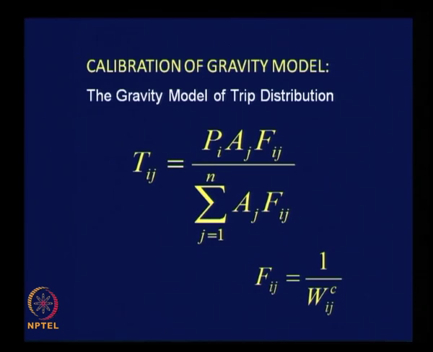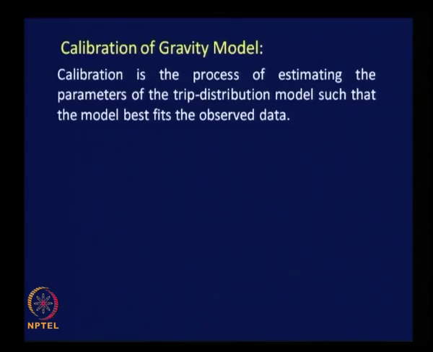This impedance can be explained using travel time, travel cost, travel comfort, okay, travel safety, all together as a bundle, all transformed into equivalent money value. That is how we understand Wij, clear. And calibration is a process of estimating the parameters of trip distribution model such that the model best fits the observed data. Now the question is, what exactly is the parameter that we are going to estimate?